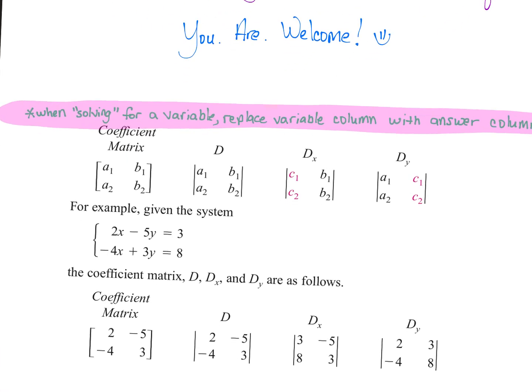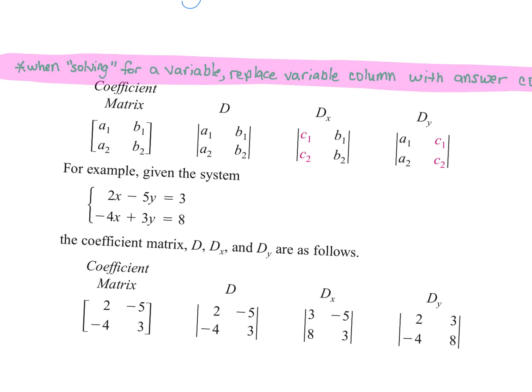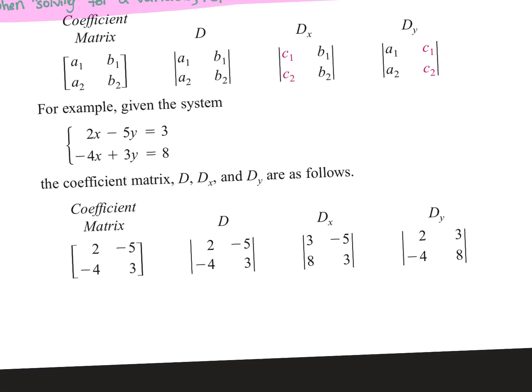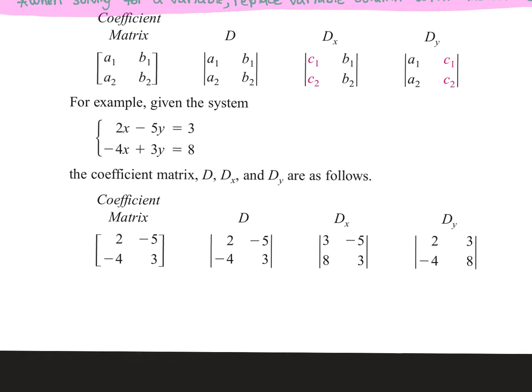First, you're going to find your coefficient matrix, which is just the numbers in front of your variables. It's not your answers. And you find the determinant. Then you're going to find the determinant where you replace the x values with the answers. Then you're going to find the determinant when you replace the y values with the answers. And then we divide. So let me show you how this works. Everybody see this first set of examples right here?